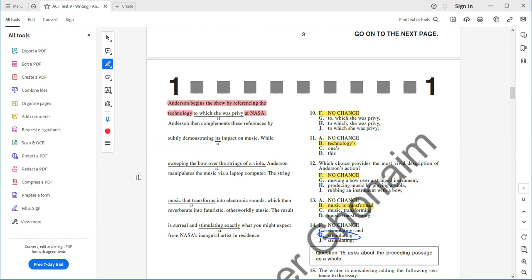Read, please. Anderson begins a show by referencing technology to which she was privy at NASA. Okay, let's look at the main sentence. As you can find, we have Anderson as the subject, then the verb begins. The second sentence has "to which she was privy at NASA." So this is an independent sentence, and the other one is dependent.